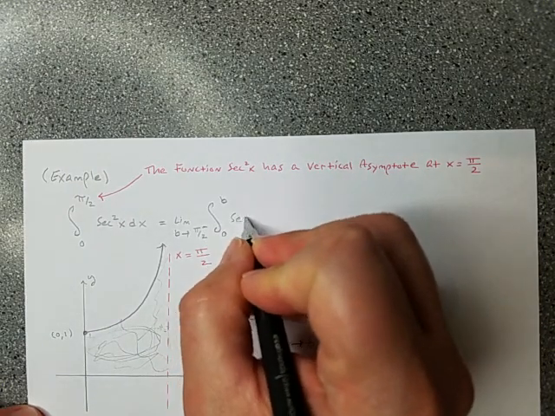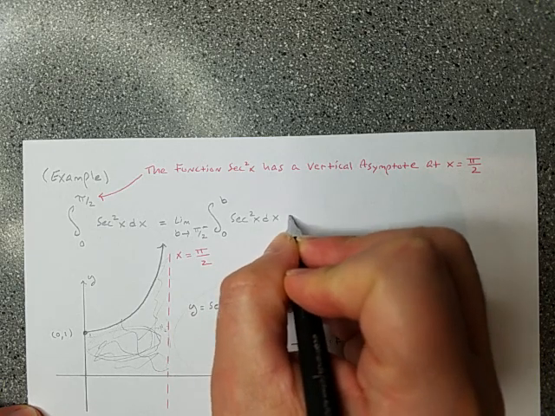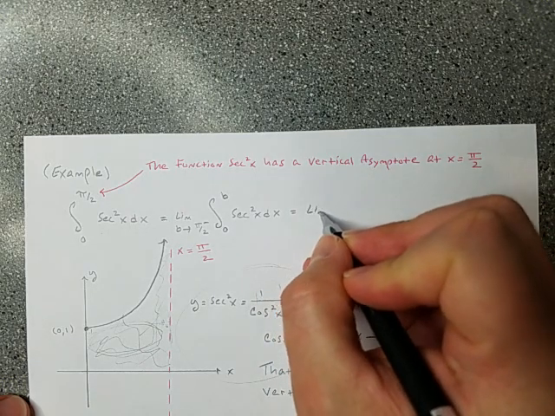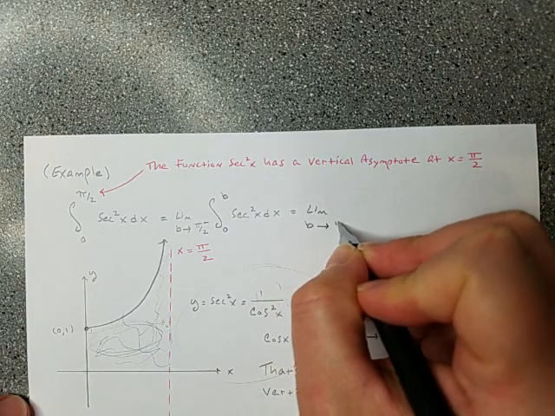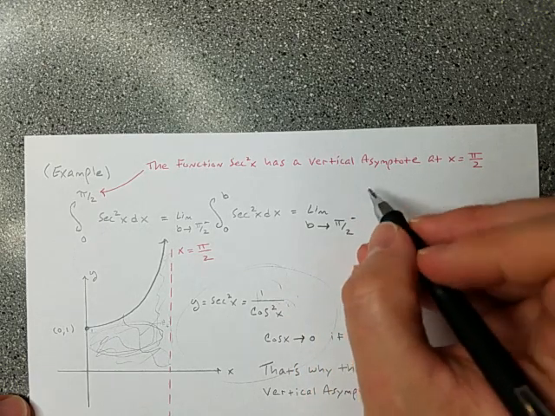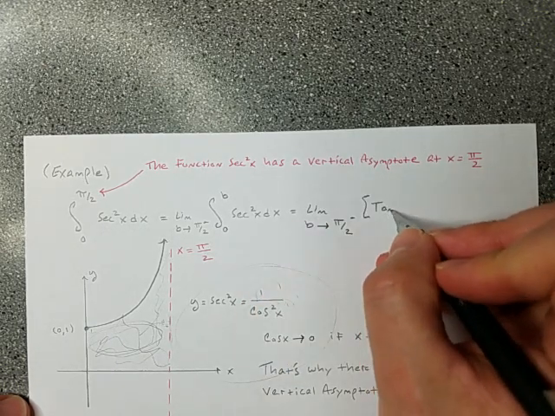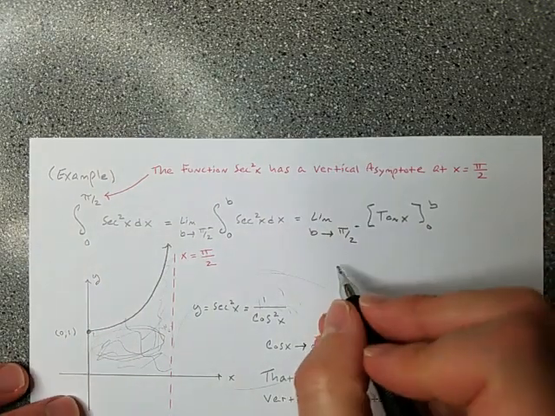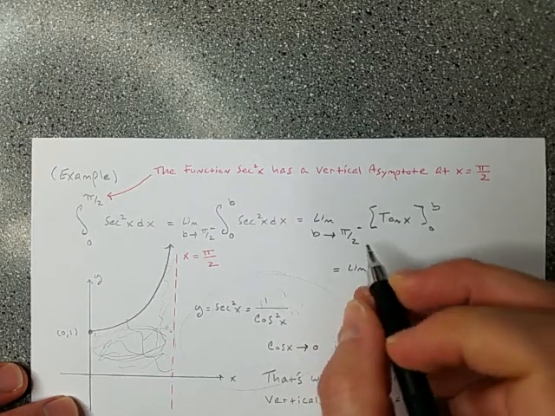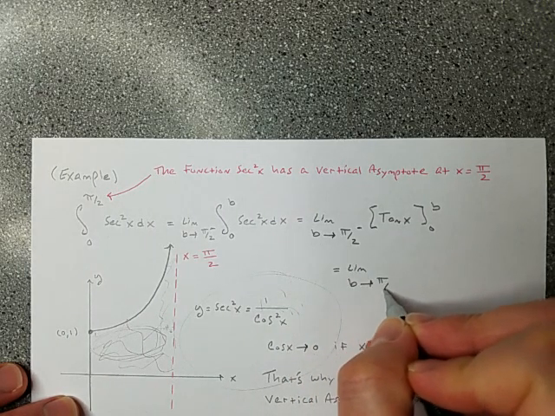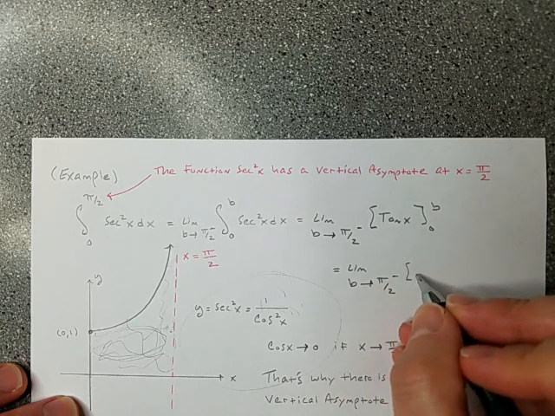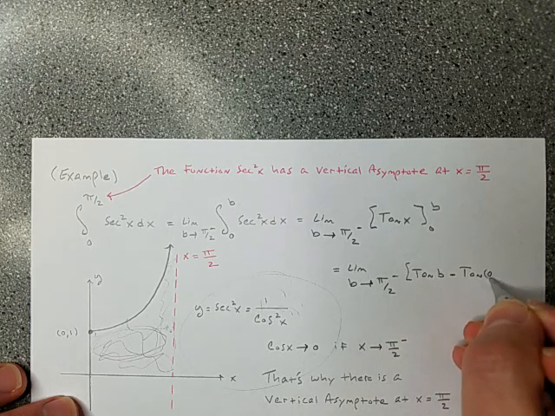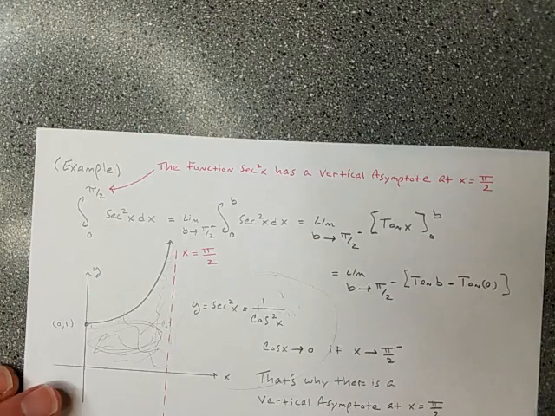So I've got secant squared x dx. Now, this is a pretty easy integral to do because I know that the derivative of tangent is secant squared, so I want to do the limit as b goes to pi over 2 from the left. All right, antiderivative is tangent. And I look at it from 0 to b. So what I'll be doing this time is figuring out, however I can, the limit as b goes to pi over 2 from the left of tangent b minus tangent 0. Okay? All right. So think about it.